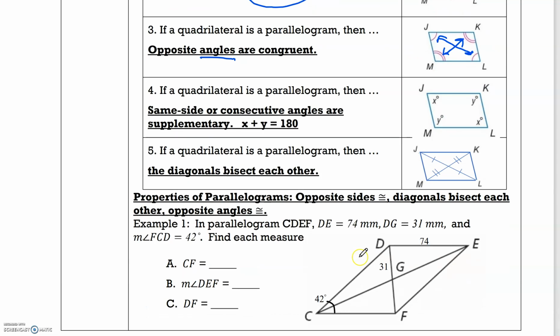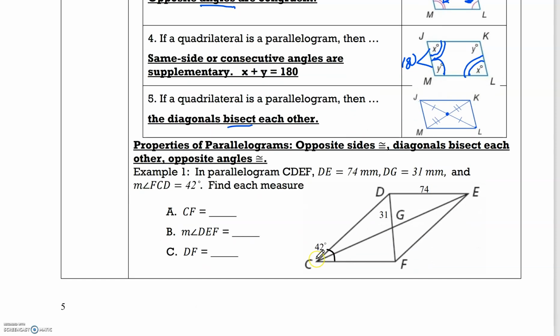And then consecutive angles, or same side interior, right? The ones right next to each other, are supplementary. So x plus y would add up to 180, or this x plus y would add up to 180. And then the diagonals, so from J to L, kind of cutting the figure in half this way or cutting the figure in half this way, bisect each other. So that means that it cuts them into 2 congruent parts.